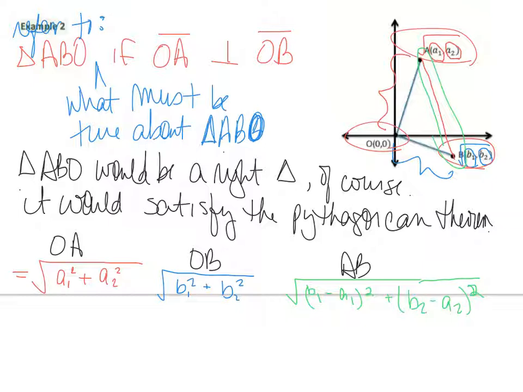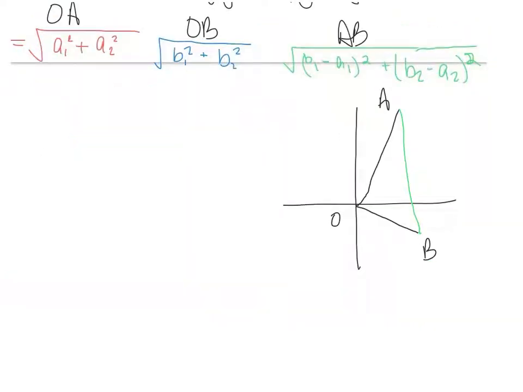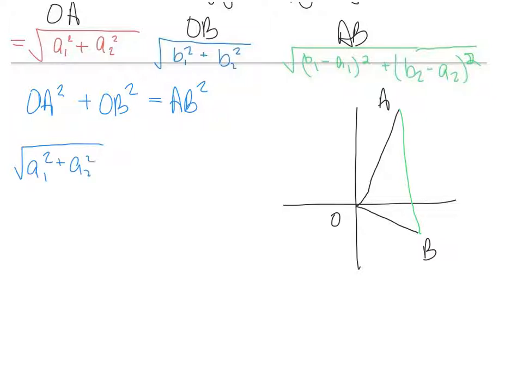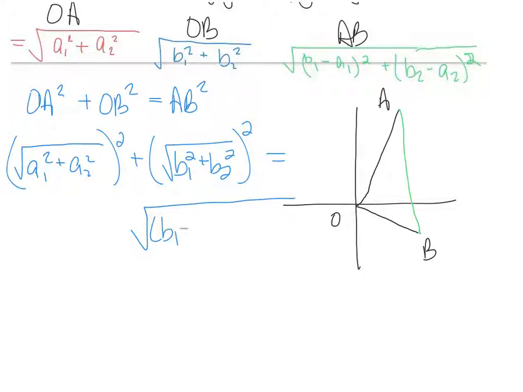Now, actually, I'm going to get a new slide. Hold on. Now using the Pythagorean theorem, let's see what happens. The Pythagorean theorem says OA squared plus OB squared equals AB squared, correct? All right, let's plug it in. Square root of A1 squared plus A2 squared, quantity squared, plus square root of B1 squared plus B2 squared, quantity squared, equals, oh, I'm out of space, going underneath, B1 minus A1 quantity squared plus B2 minus A2 quantity squared, quantity squared.